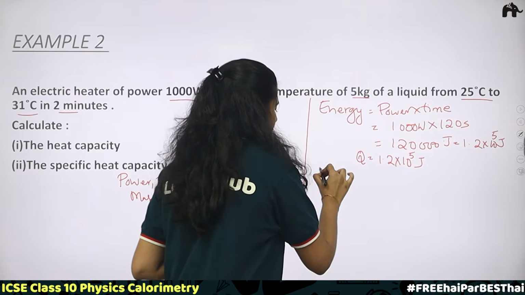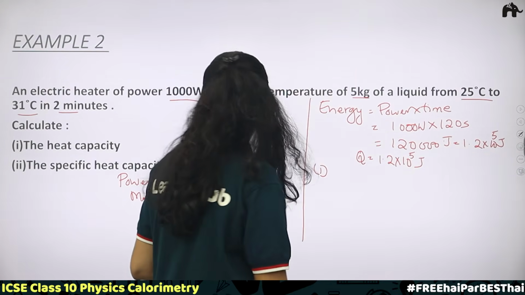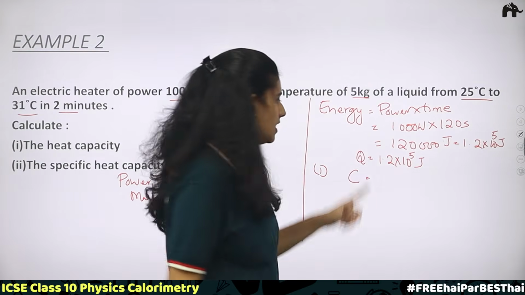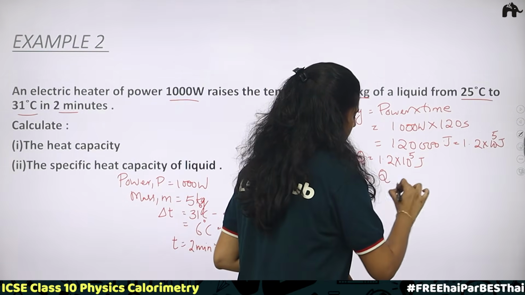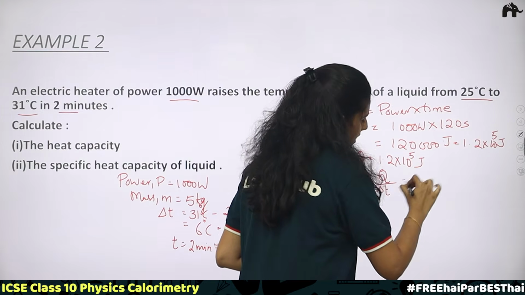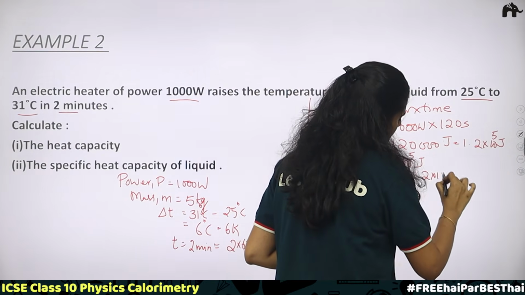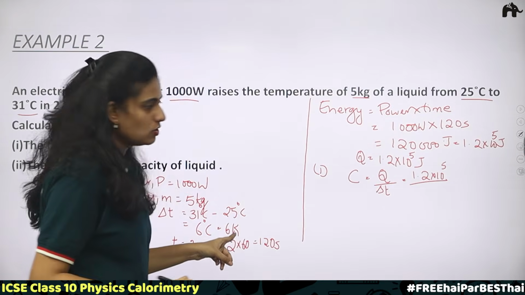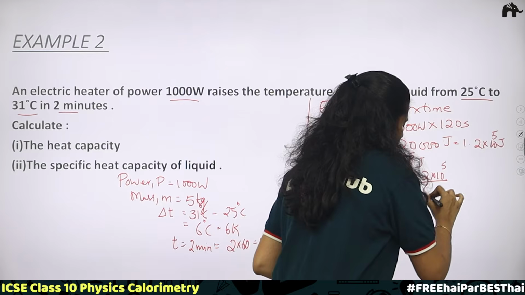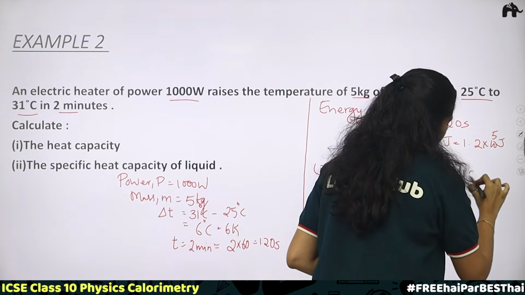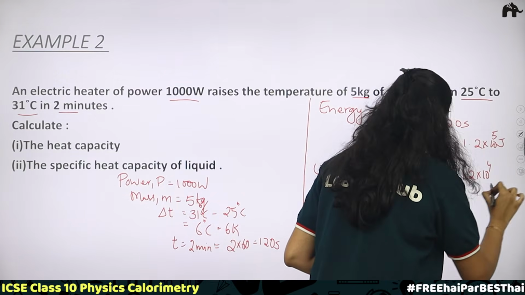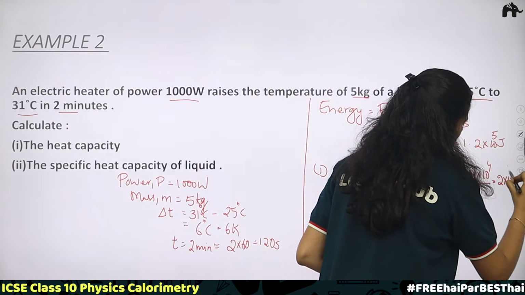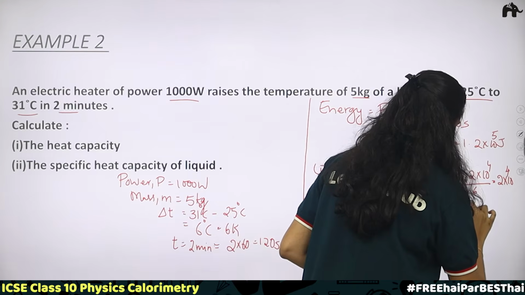Now we can find the heat capacity, which is capital C. How to find heat capacity capital C? It is heat energy divided by change in temperature delta T. 1.2 into 10 raised to 5 divided by change in temperature delta T, which is 6, which is equal to 12 into 10 raised to 4 divided by 6, and that is 2 into 10 raised to 4.